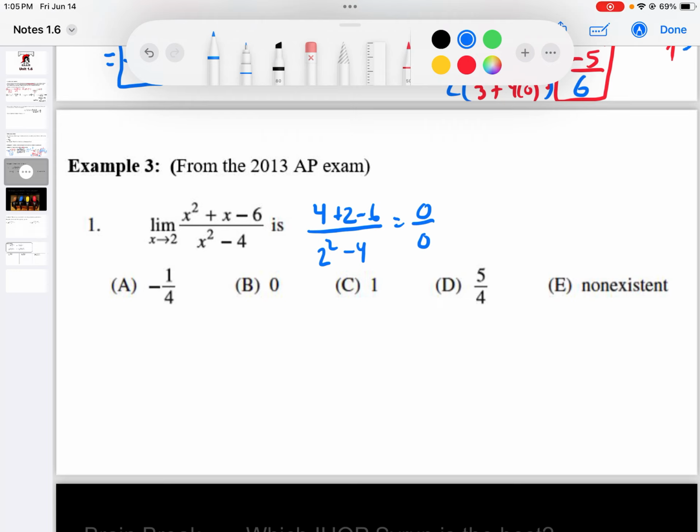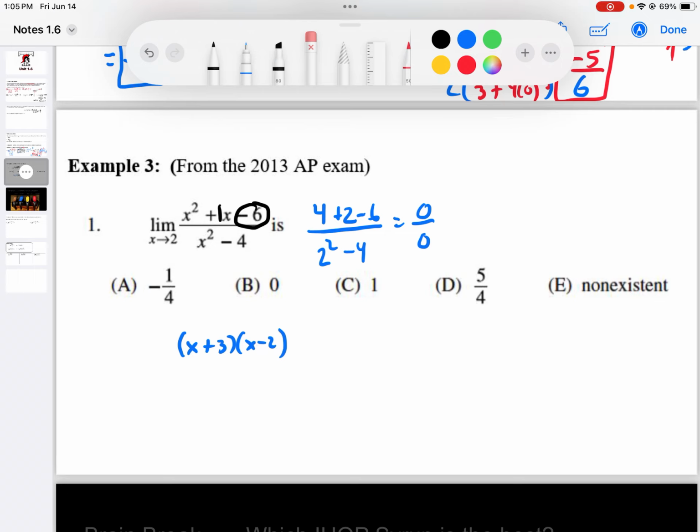So I want to take out that factor that's giving me the hole and find out what the function is approaching if I take that out. So factoring the top is a trinomial: x plus 3, x minus 2. Remember, the numbers that go in these parentheses multiply together to get the last number, and add up to get the number in the middle.